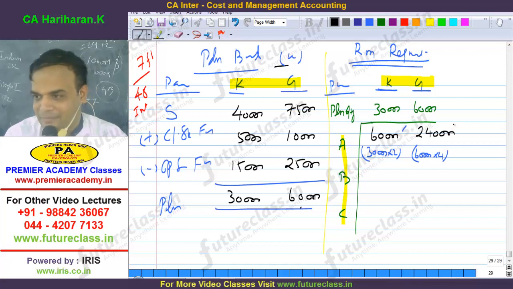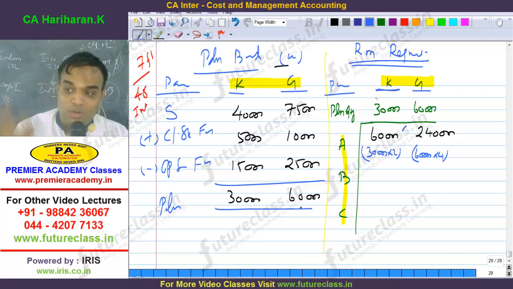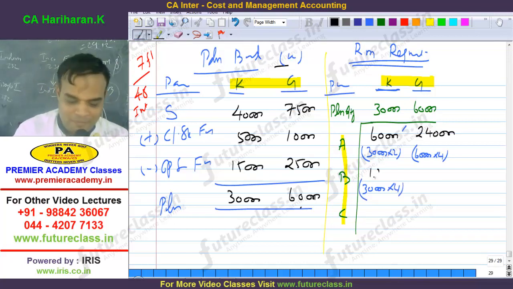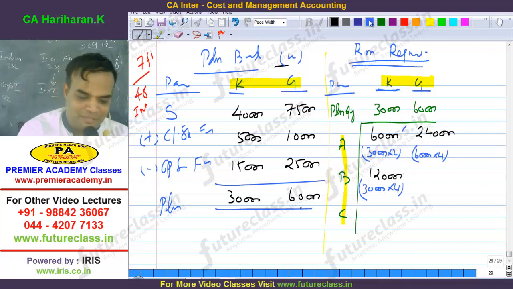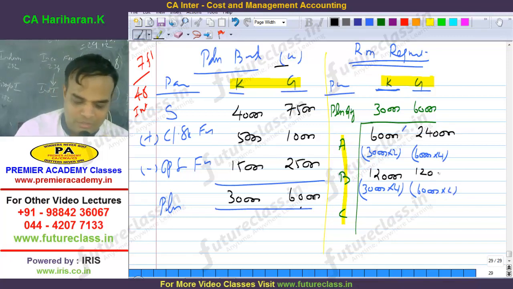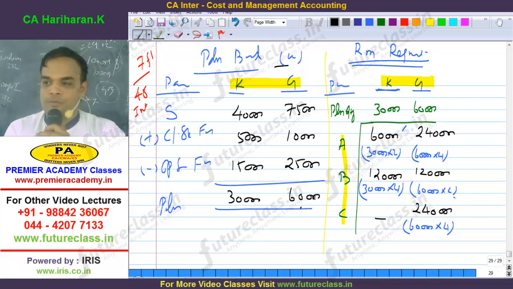2,40,000, right? Next, B. To produce one product, they write with an assumption. So 30,000 into 4 is equal to 1 lakh. Next, 60,000 into 2 comes to 1,20,000. Right? C is nil. Am I right? How much? 60,000 into 4 comes to 2,40,000. Up to this stage.